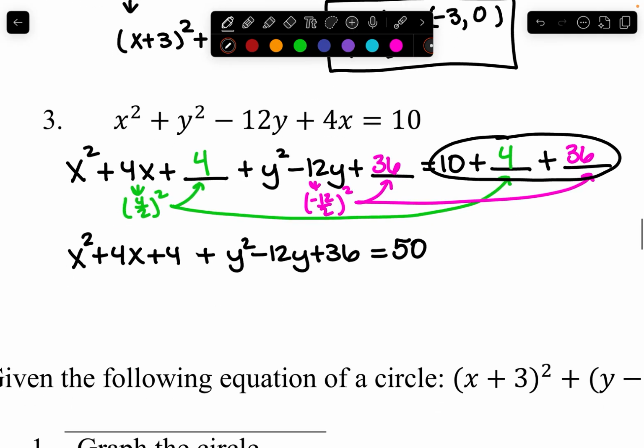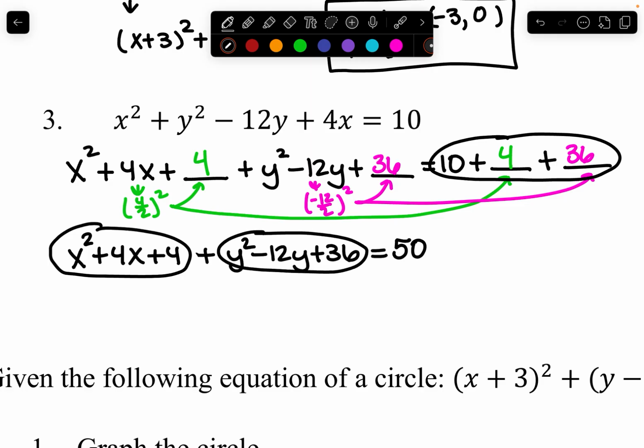Okay, I'm going to factor this side, and then I'm going to factor this side. This will be x plus 2 squared. And then over here, we got to be careful because that middle term is negative.